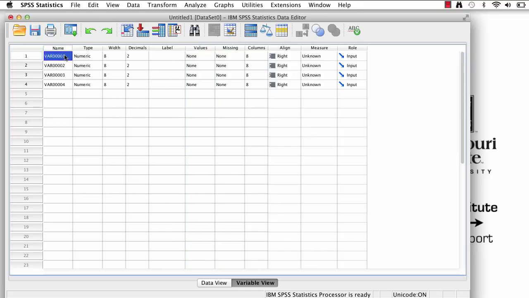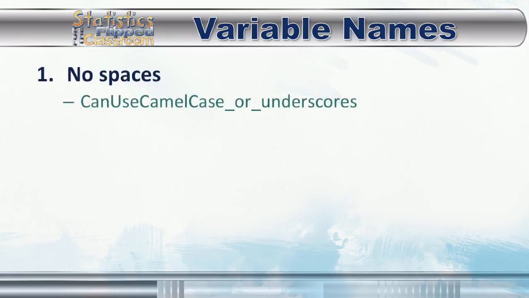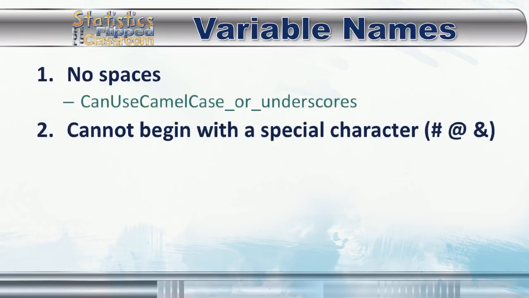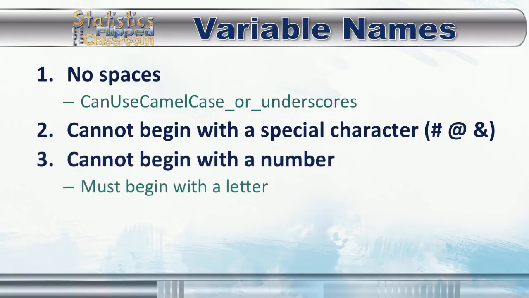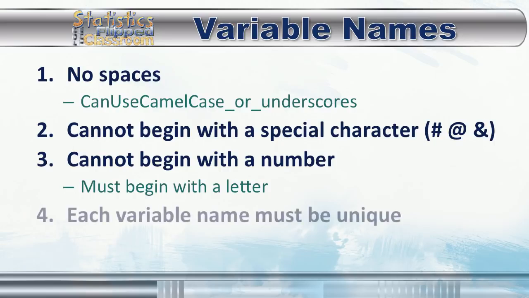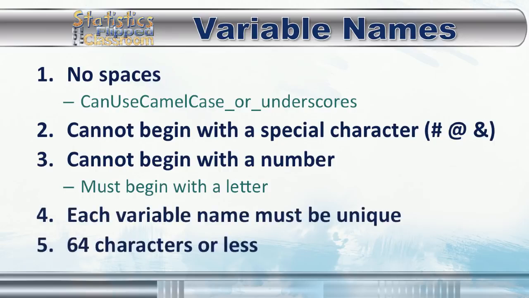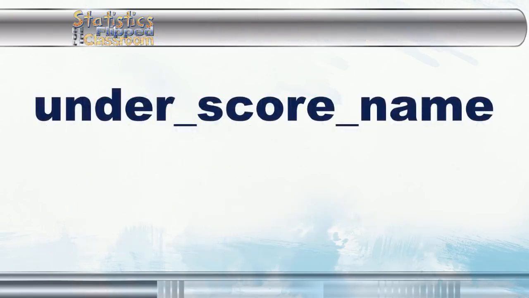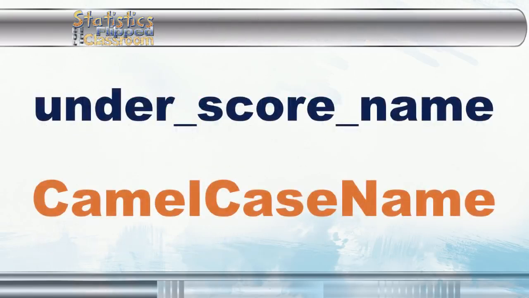So there are a few things that you need to know about naming variables in SPSS. First of all, you can name a variable pretty much anything that you want, but you cannot use spaces, you cannot use most special characters, and the name cannot begin with a number. If you want to use a space, use an underscore. Camel case works equally well, where you omit the spaces but you capitalize each new word.